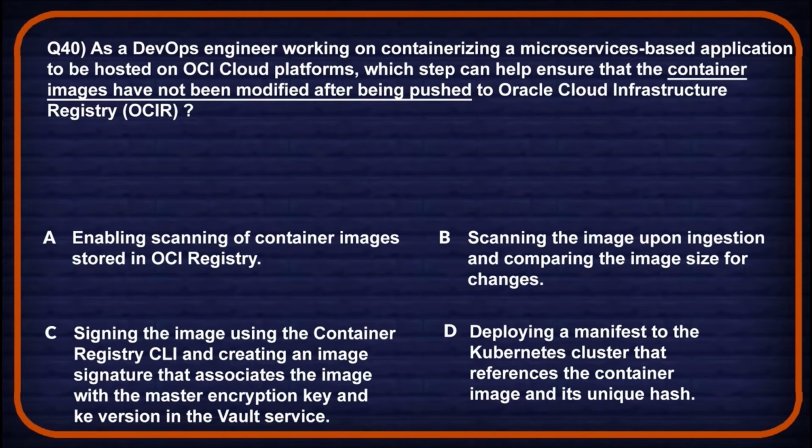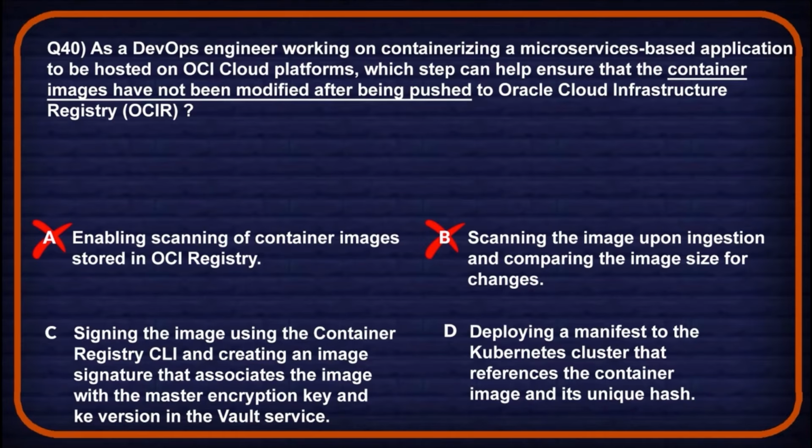Option A, enable scanning of container images stored in OCI registry. Image scanning detects vulnerabilities, not unauthorized modification after the image is pushed. So option A not a good answer. Moving on to option number B, scanning the image upon ingestion and comparing the image size for changes. Comparing image size does not reliably detect tampering or ensure image integrity. So option B again a wrong choice.